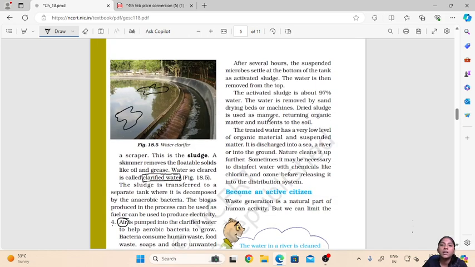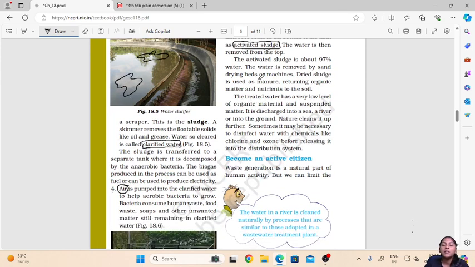Then after several hours in this aerator, the suspended microbes will settle at the bottom. Similarly, how the sludge settles at the bottom, these microbes or the aerobic bacteria will also settle at the bottom of the tank as activated sludge. Now these microbes will be called activated sludge, and after the microbes have settled, the water will be pumped out slowly from the top.